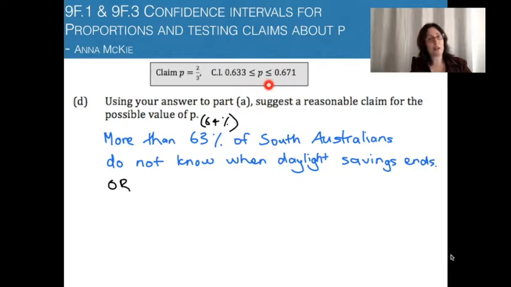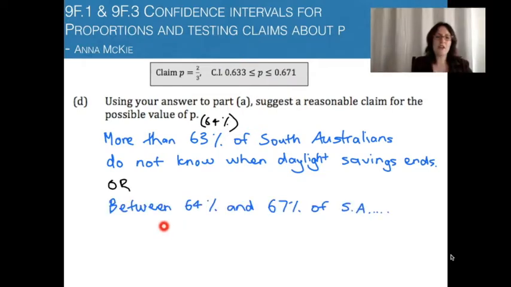If you'd prefer to write a range for your claim, here's an alternative. I'll just summarise it there. You might claim that between 64 and 67% of South Australians do not know when daylight savings ends. Again, if you prefer to not do whole numbers, you could do 63.3 and 67.1. That is a true claim, so that would probably be more accurate than saying exactly 2 out of 3.